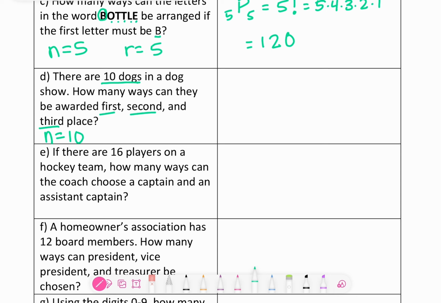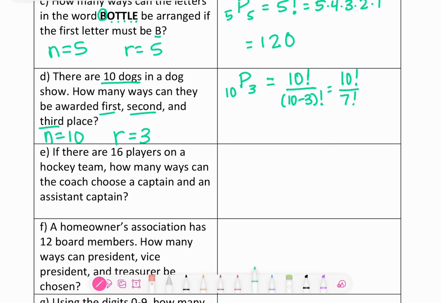So this is a permutation. Now R is not 10 this time because we're only choosing 3: first, second, and third. So R is 3. So now we start with the total of 10, and we do the permutation on just 3 of those items. Since we're only choosing 3 of those items, this number shouldn't be quite as big as it would have been if we were choosing, for example, all 10, right? So this is now going to be the total factorial, so 10 factorial, over the difference, so 10 minus 3 factorial, which is going to be 10 factorial over 7 factorial.